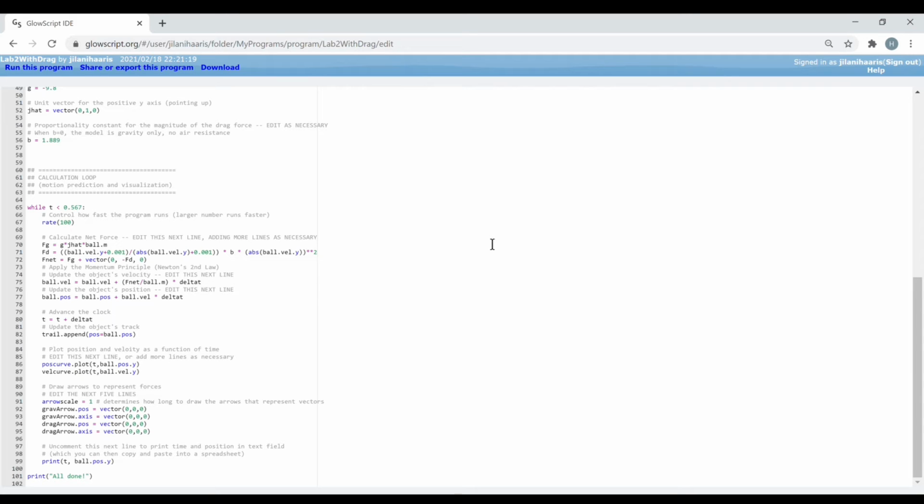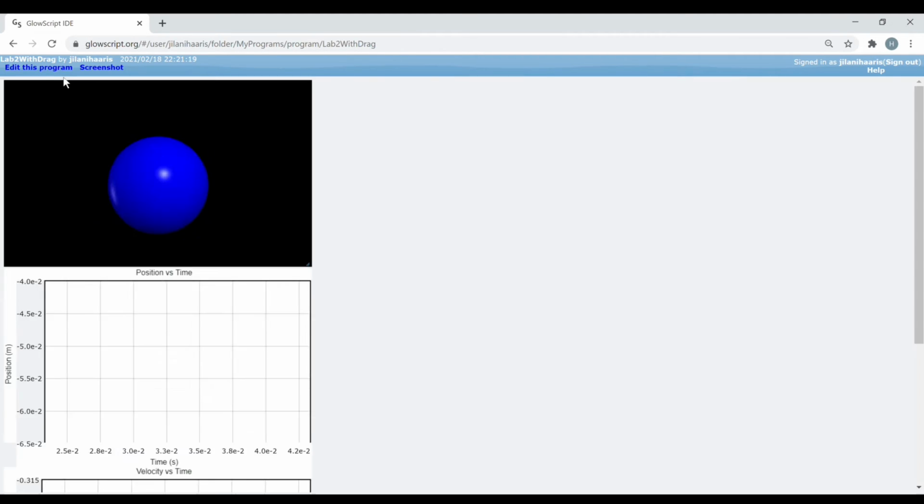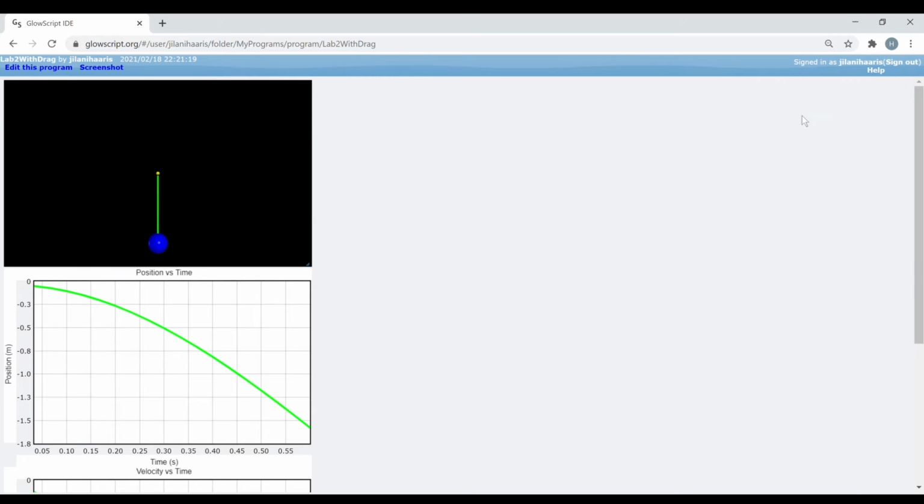I modeled the force of drag using the proportionality constant, also known as B, which I found through trial and error. Here I have it set as 1.889, which is the value that gives an output closest to my measured values. I calculated drag by using this proportionality constant, multiplying it by the speed, or the absolute value of the velocity of the ball, squared, and then pointing that in the direction of the ball's motion, positive or negative. F net is the force of gravity added to this force of drag. Here you can see, through this model, this is much closer and a much more accurate representation.